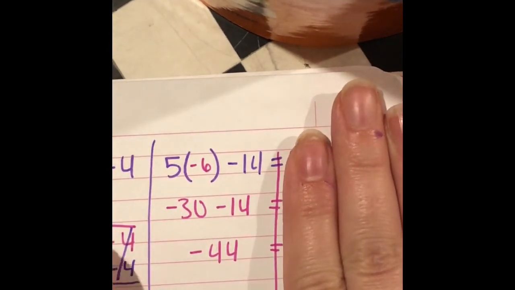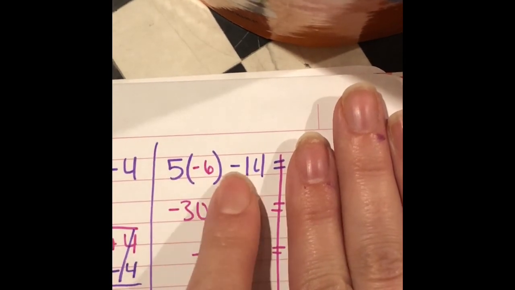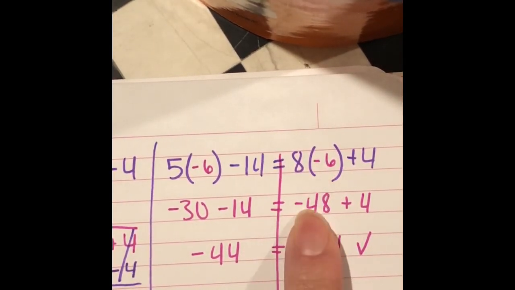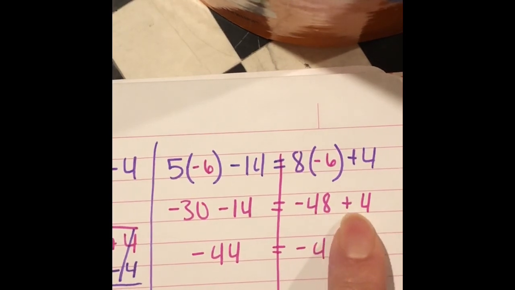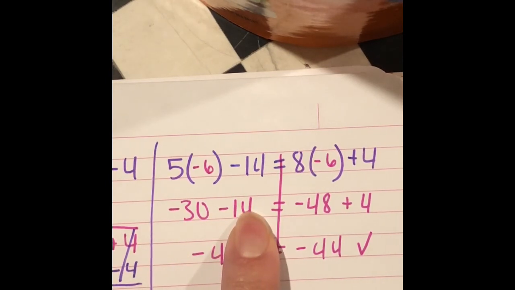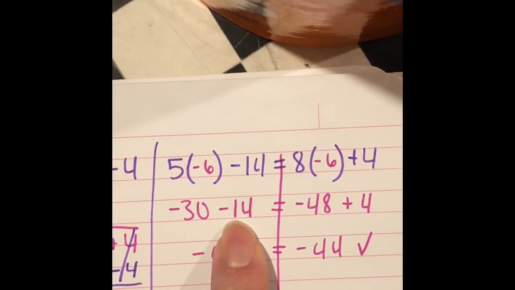Going through this side, I have 5 times negative 6, and that gives us negative 30. And then I bring that negative 14 down, equals 8 times negative 6 is going to be negative 48, and I have the plus 4 bringing it down here. So now I'm going to go through this line and check, do I have any multiplication or division? I don't. Do I have any addition or subtraction? So I have negative 30 minus 14. That means I'm already at negative 30, and I need to go to the left of the number line 14 more times. Another way to think about this is I have 30 plus 14, that's 44, and they're both negative, so it's going to be negative 44.